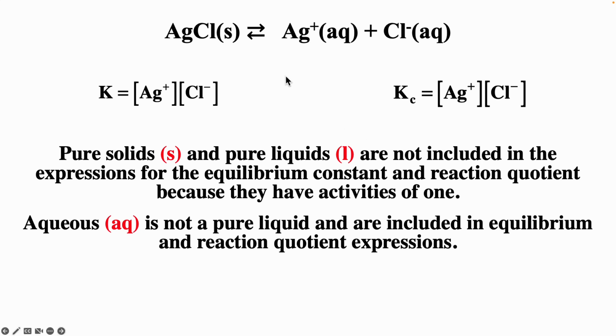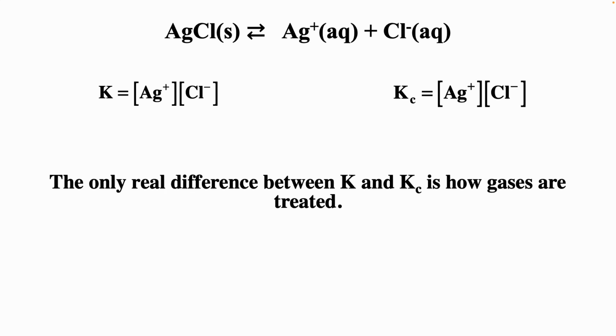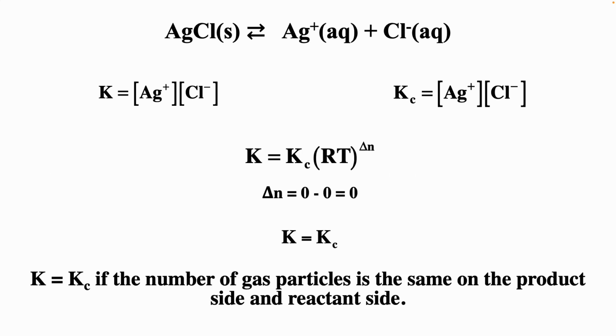If we look at another example here, we've got silver chloride solid going to silver ions plus chloride ions. Again, for K in terms of activities, the aqueous species are in terms of concentration. Pure solids and pure liquids have activities of 1, and so are not included. K sub C in terms of concentrations looks exactly the same. Again, the only real difference between how you write a K and K sub C is how you treat the gases.